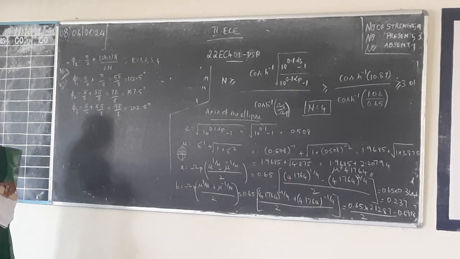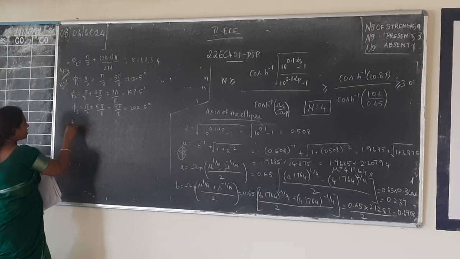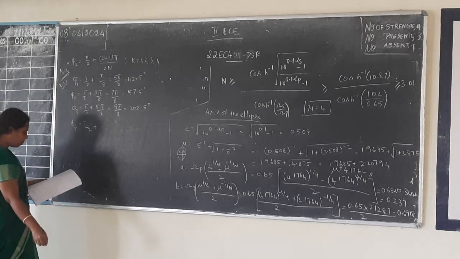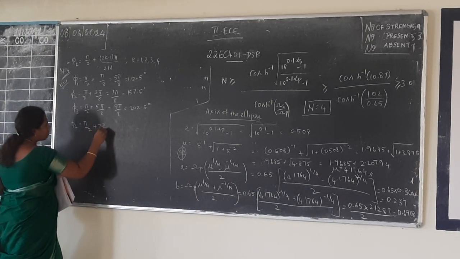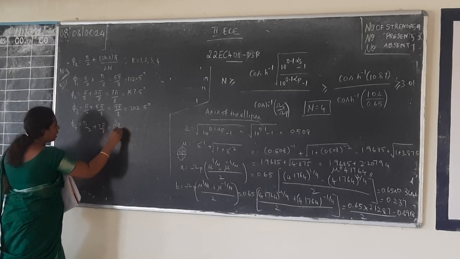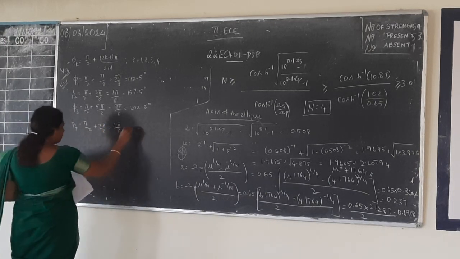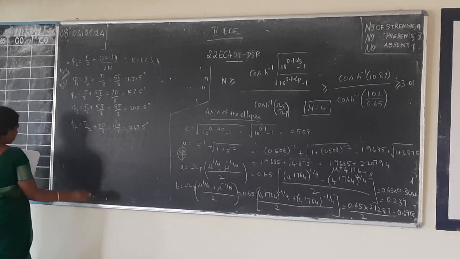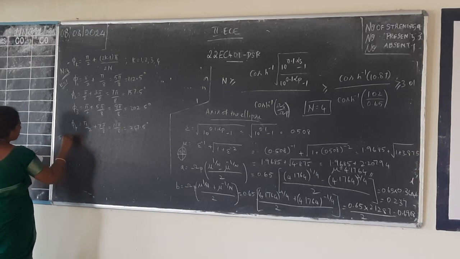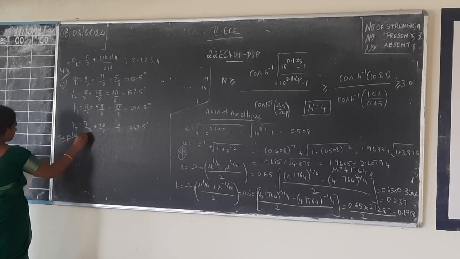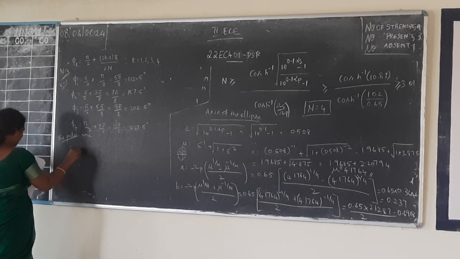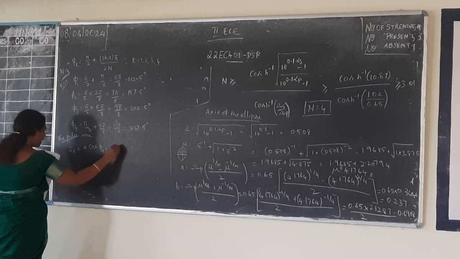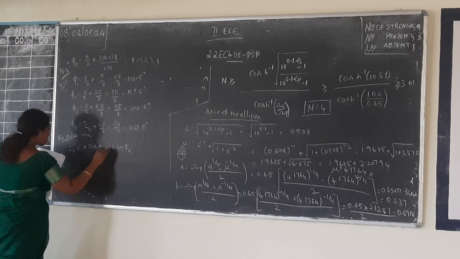Similarly, find out for phi 4 also. So phi suffix 4 is pi by 2 plus 7 pi by 8 is equal to 11 pi by 8 and the value is 247.5 degrees. And now we can find out the poles. So using the common equation as S suffix k is equal to a cos phi k plus j b sin phi k.